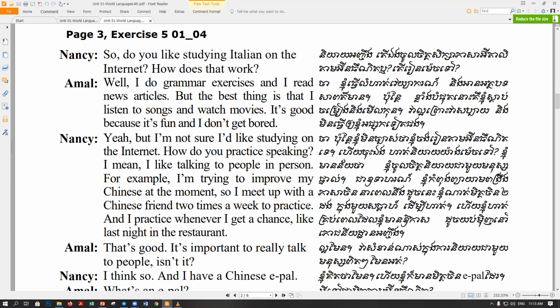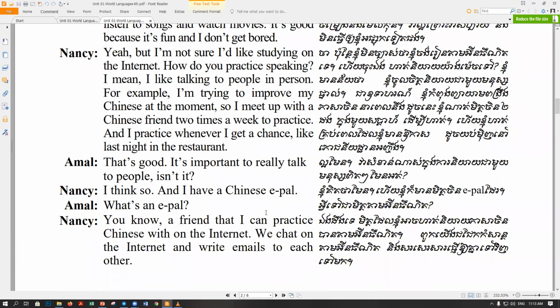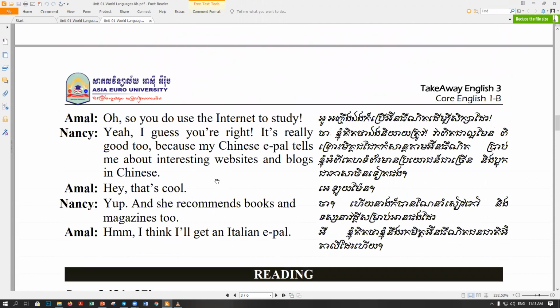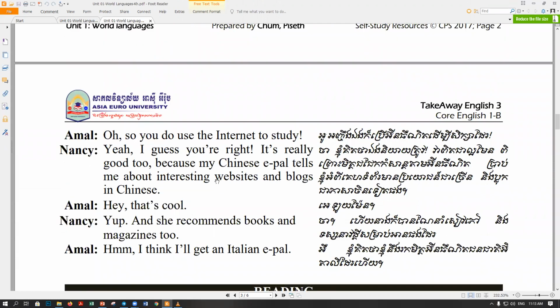That's good. It's important to really talk to people, isn't it? I think so. And I have a Chinese e-pal. What's an e-pal? You know, a friend that I can practice Chinese with on the internet. We chat on the internet and write emails to each other. Oh, so you do use the internet to study? Yeah, I guess you're right. It's really good too because my Chinese e-pal tells me about interesting websites and blogs in Chinese. Hey, that's cool. Yep, and she recommends books and magazines too. I think I'll get an Italian e-pal.